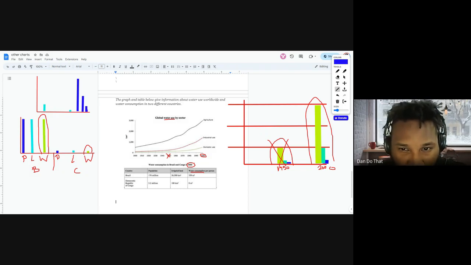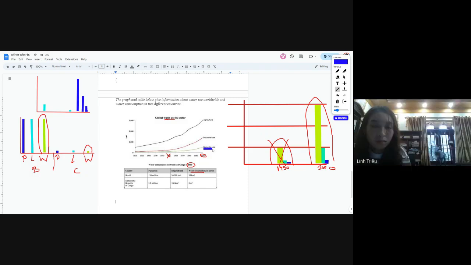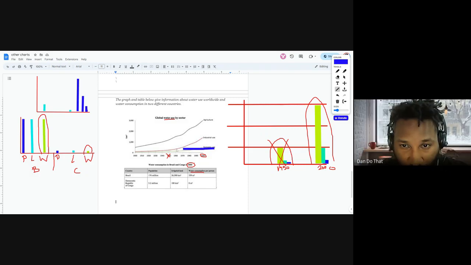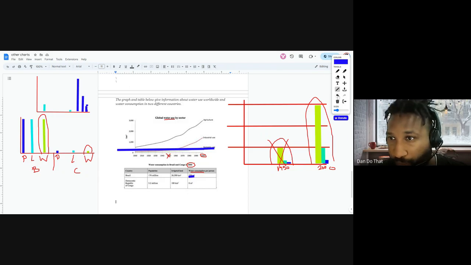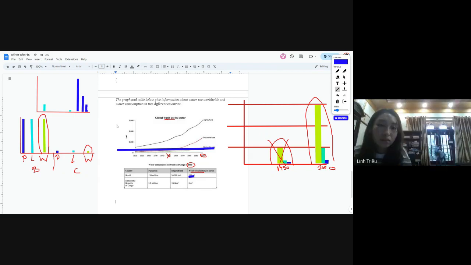Actually, I like this for about the same. The domestic use is about 300 in the global water use by sector. That's about 300, and this is 300. So they're about the same. So I make these two colors about the same.